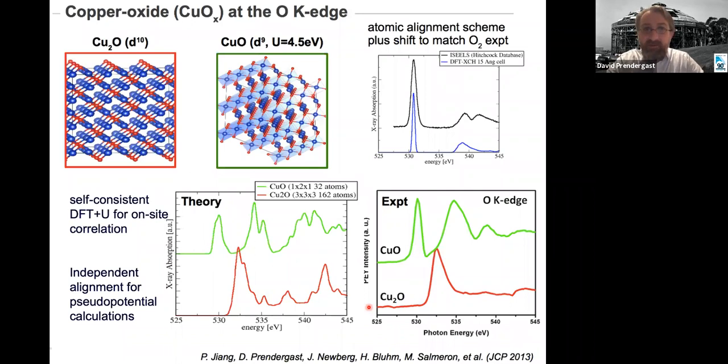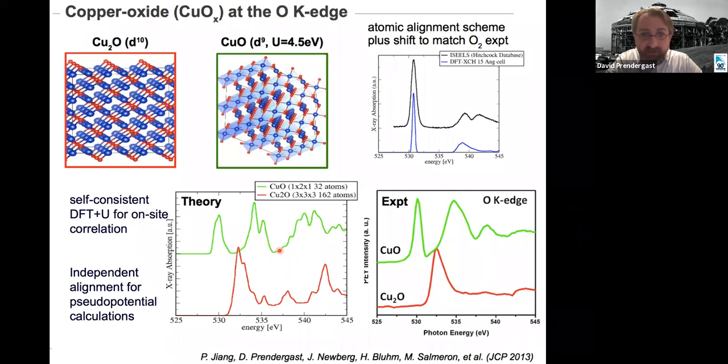So here's an example of just how it might work in practice. This was a study we did looking at different copper oxides. So Cu2O, copper in a +1 state, and CuO, copper in a +2 state. And we used the oxygen molecule as a way to calibrate the energy of our calculated spectra if we were focusing on making excitations of oxygen atoms, okay?